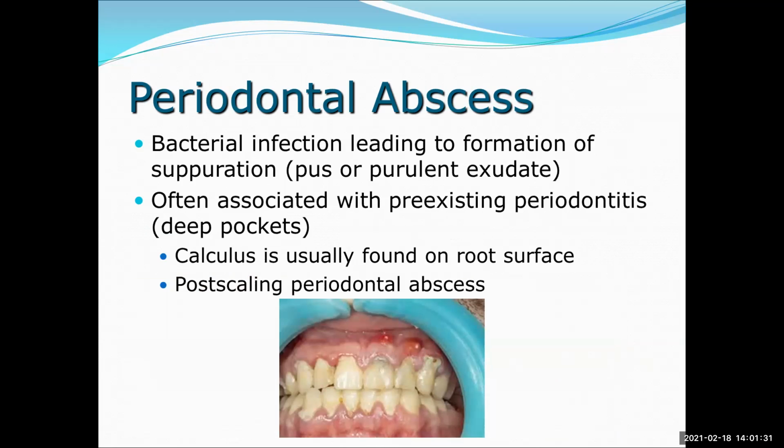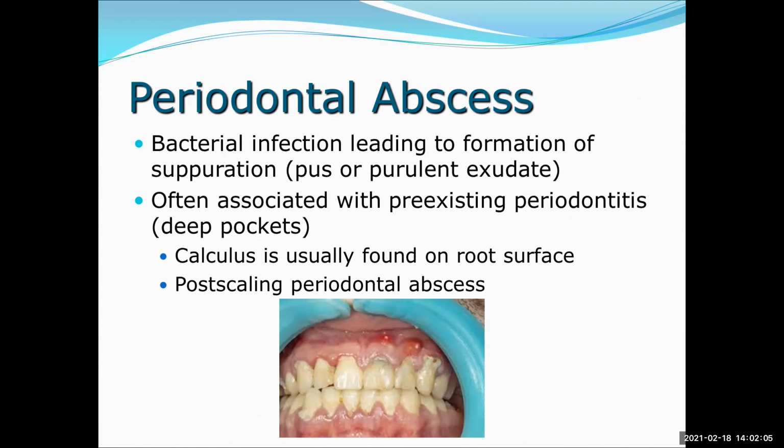Periodontal abscesses are oftentimes bacterial infections. It's not that piece of popcorn. It's a bacterial infection leading to the formation of suppuration, which is that pus or purulent exudate. It's often associated with pre-existing periodontitis. They've got pocketing. Look at this though. Calculus is usually found on the root surface. They usually happen post-scaling. There's something called post-scaling periodontal abscesses.